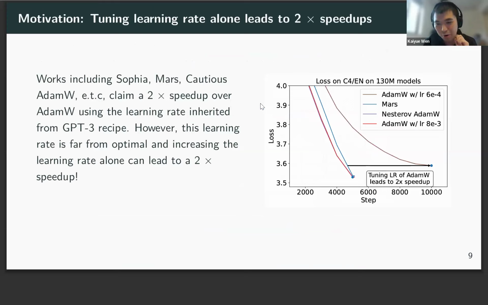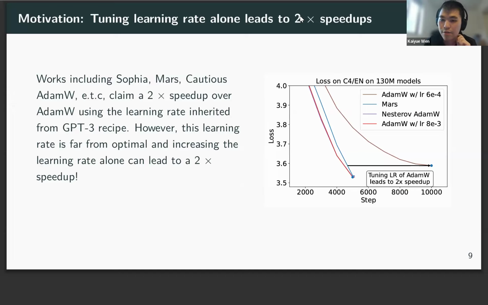And to make things even worse, among many of the literatures, even the very classical baseline AdamW is not fully tuned. For example, works starting from Sophia, and some papers including Cautious Adam, are all essentially claiming a roughly 2 times speed up over AdamW. For the baseline, they are typically using a learning rate inherited from the GPT-3 recipe. In that recipe, OpenAI recommends a 6e-4 learning rate for 100 million models. While this learning rate can guarantee very stable training, it is actually very far from optimal.